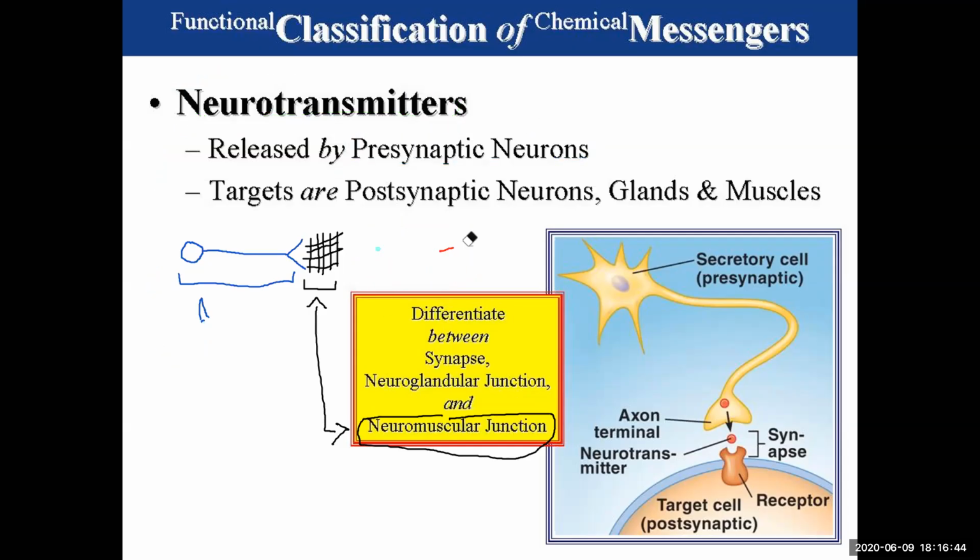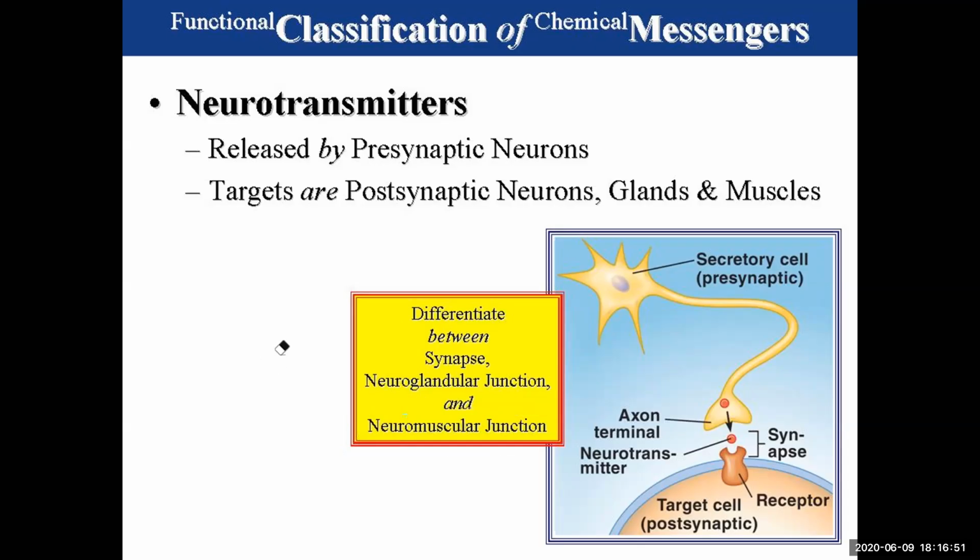It gets on my nerves when I read textbooks and they use those terms loosely without making a distinction. For example, here they say target cell, postsynaptic. In this case, this has to be a neuron, so this is not a secretory cell. This is a presynaptic neuron.